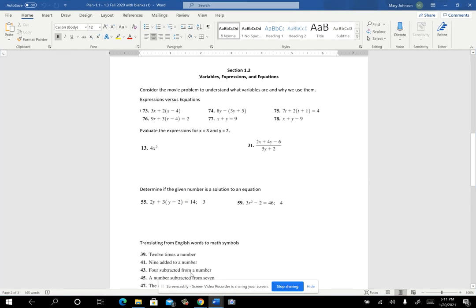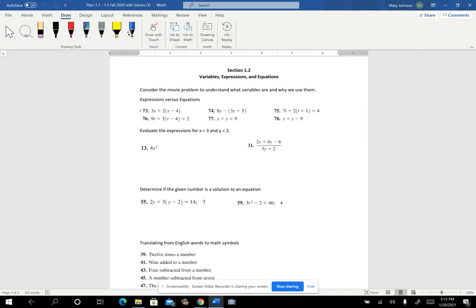Okay, so I want to do a video for section 1.2 for those of you that were unable to attend class remotely. So we had talked about section 1.2 in class, and one of the key types of problems you want to be able to do is one like number 31 here, okay?